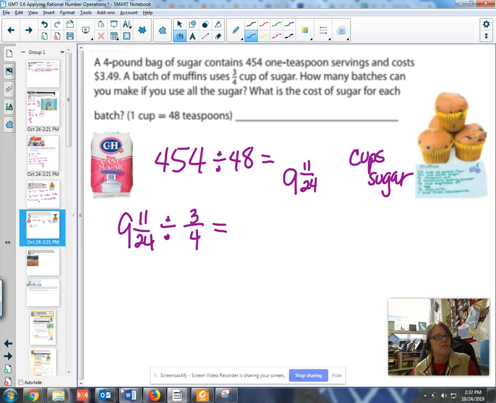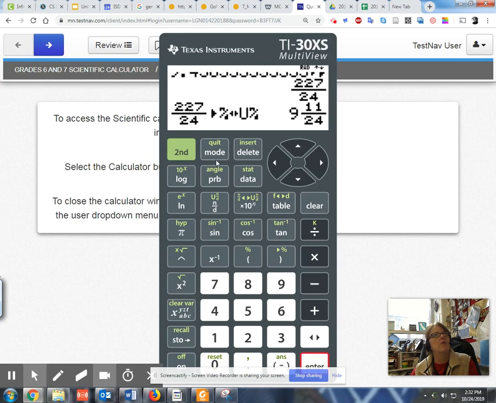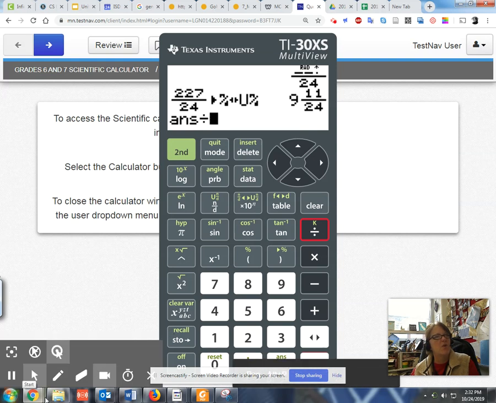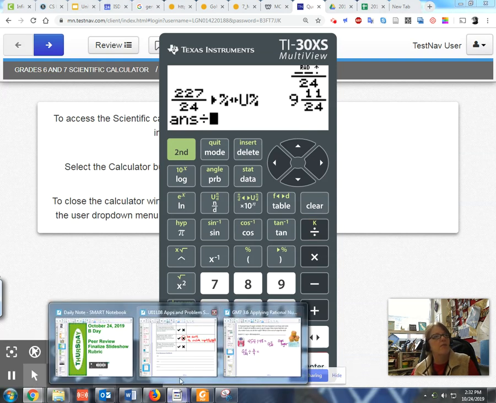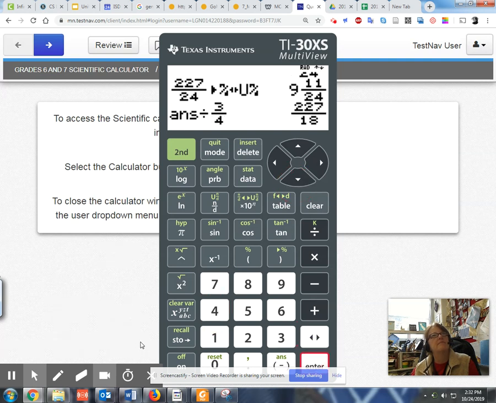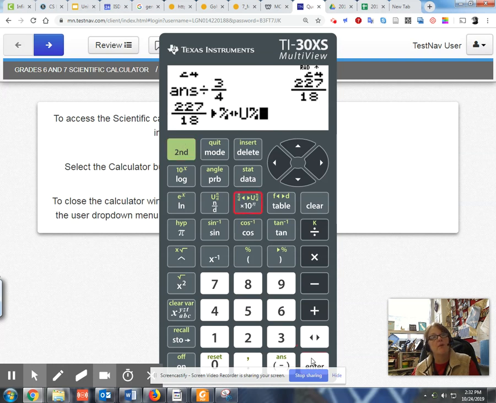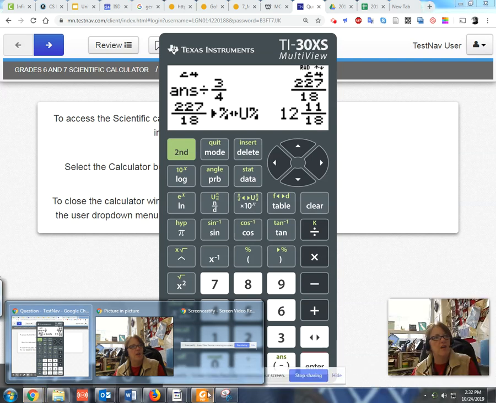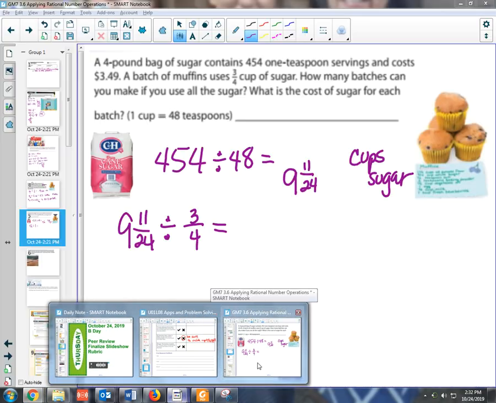Let's take a look at what this is going to look like. 9 and 11/24. It's right there. Divided by, and what do we say? 3/4? Does that sound right? Divided by 3/4. Yep. Okay. Boom. You get an improper fraction. When I turn it into a mixed number, I get 12 and 11/18. Do you see why people wouldn't do this by hand? This is why we didn't do a whole lot of these types of problems when I was your age, unless the numbers worked out nicely.